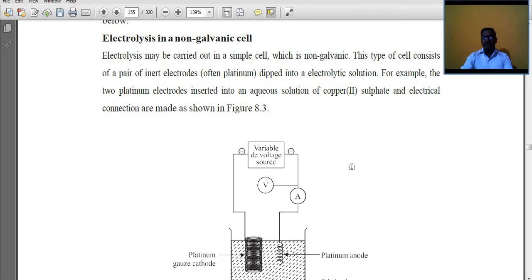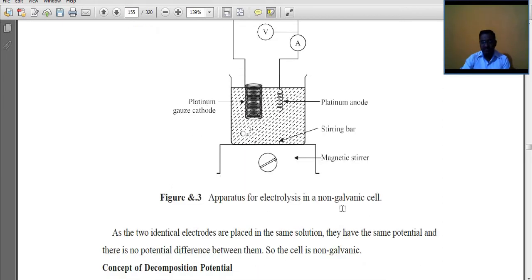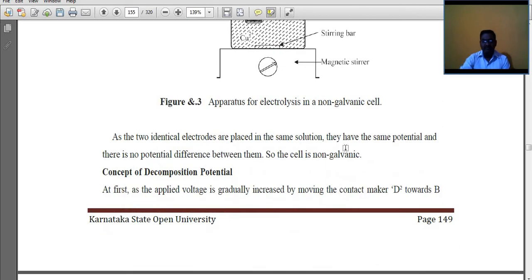The two platinum electrodes are inserted into an aqueous solution of copper sulfate and electrical connections are made as shown in the figure. This is the variable resistance, the DC voltage source. This is the platinum anode, this is the stirring bar, the platinum gauze cathode, this is the magnetic stirrer. As the two identical electrodes are placed in the same solution, they have the same potential and there is no potential difference between them. So the cell is not a galvanic cell.